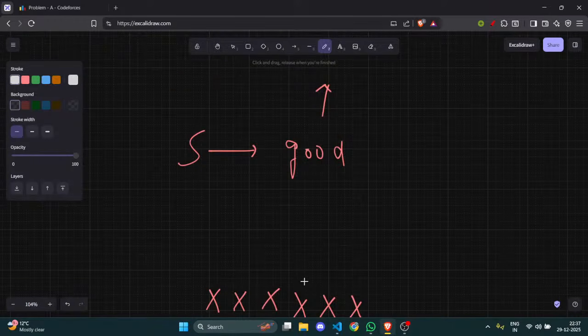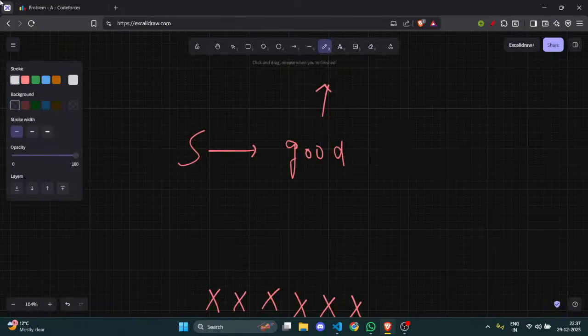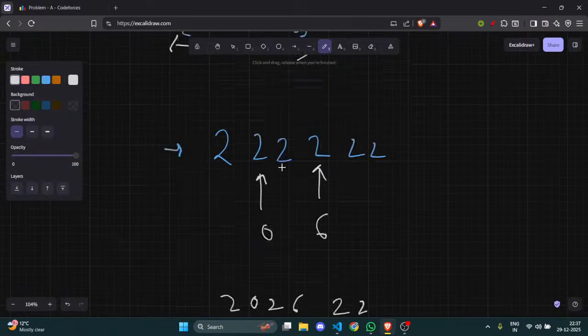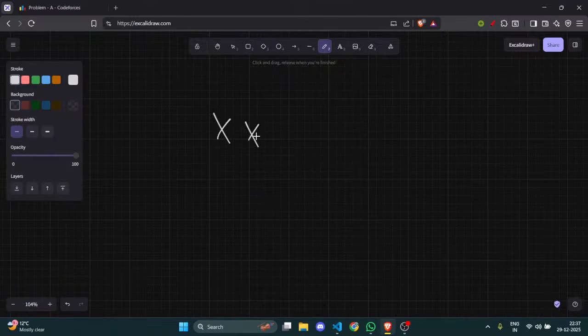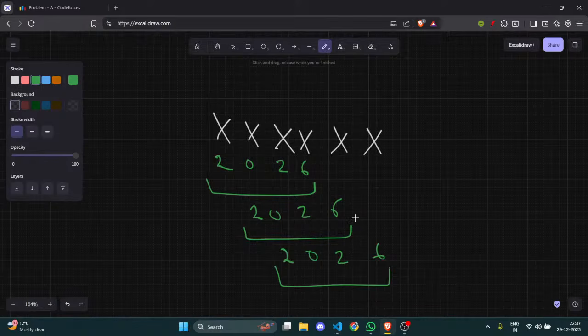So we can brute force on this. The string is very small, but even if it was not small, I can just brute force. We are only concerned with four consecutive characters. So for every window of four consecutive characters, I can try to make it 2026. What I mean by this is, this is the string x x x x x x. I can try to make the first four characters 2026, or after that the next four characters 2026, or the next four characters 2026. Whichever takes the least number of operations is good for me.